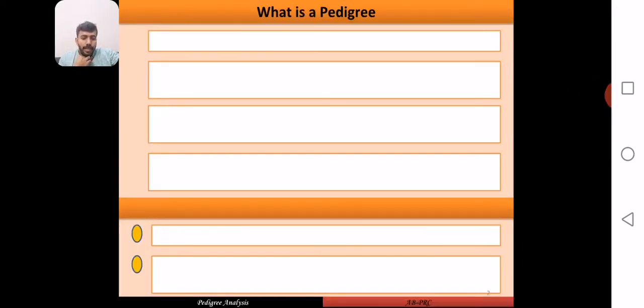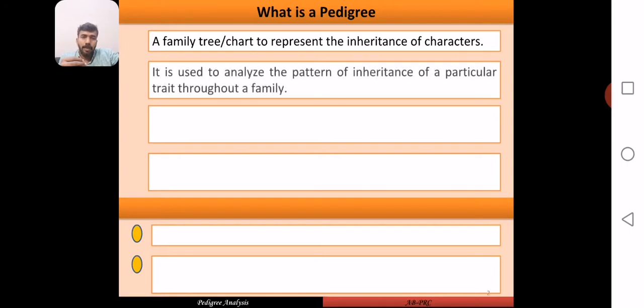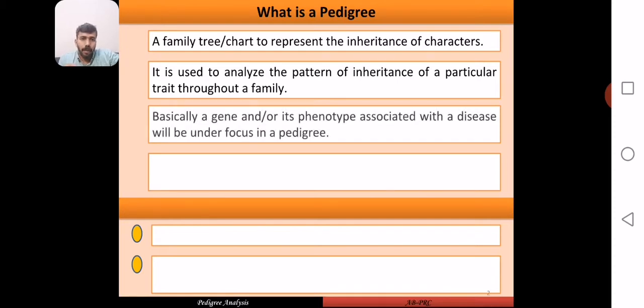So, what is pedigree? That's the first question to be addressed. Pedigree is a family tree or a chart to represent the inheritance of characters. In simple definition, it is a family tree to represent the inheritance of characters. Right. Usually, we'll be focusing on a single trait. Right. And it's used to analyze the pattern of inheritance of a particular trait throughout a family, so that you will get a family history in relation with that particular trait, right?